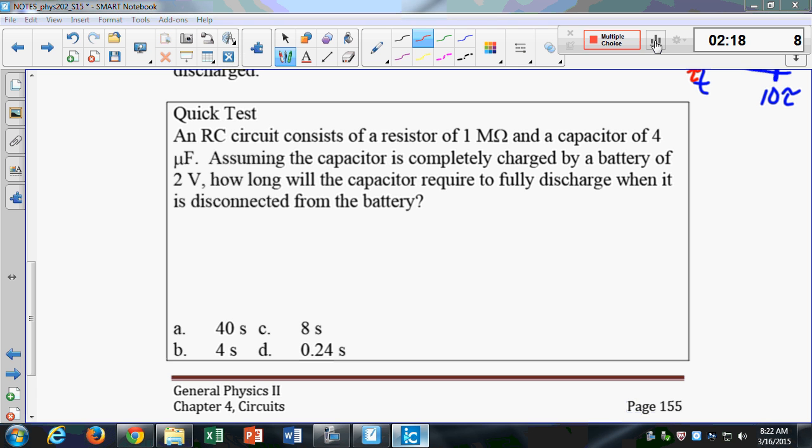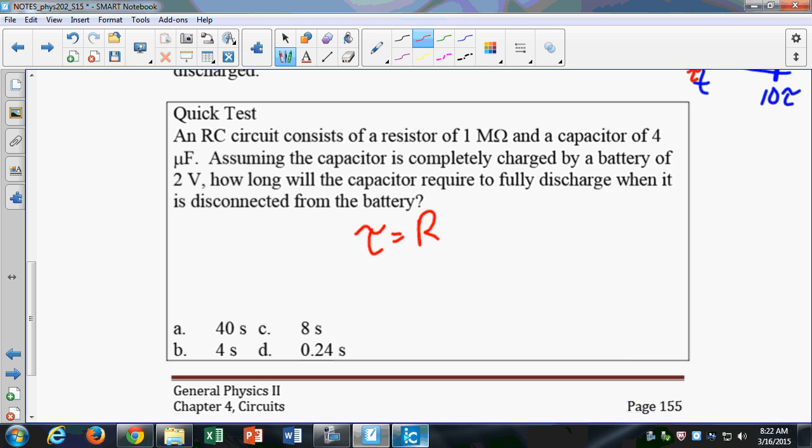Alright folks, we're sort of all over the board here. I'm just going to help you with it. So here, our tau is equal to R times C. We just want to find the time constant. Remember that time constant characterizes how long the capacitor takes to charge or discharge. That's 1 mega ohm times 4 microfarads.